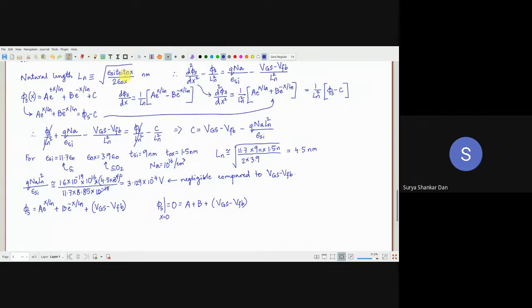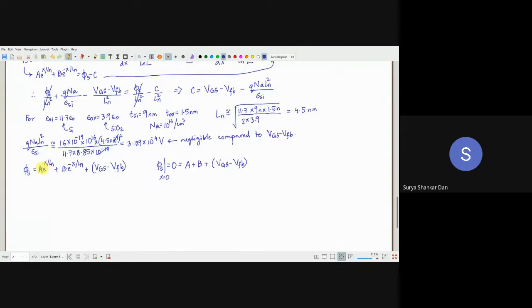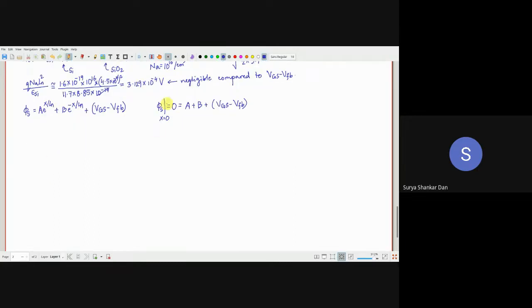Correct? Now, in this case, we realize that the order at which this phi s is going to change is the e to the power of x by ln. So here also you can understand x is in nanometers, ln is going to be in nanometers again. Correct? So that means ln is again a length unit, length parameter. So it simply gives you an exponential variation with respect to this particular natural length. It's something like the time constant. Remember, we used to do t by tau. It's something like that. It's a natural thing.